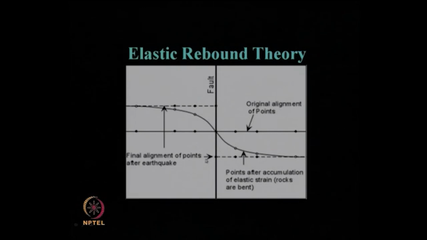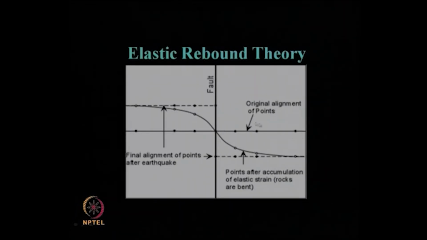And when that energy gets released, what happens? Finally, this line, which intermediately got bent like this, will take the final shape which is shown here by these dotted lines. So, this is the final alignment of the points after the earthquake. That means, when the energy gets released, these initial points take the position of final points on this dotted line over here. So, that automatically shows that these two rocks have now moved over this fault by this amount.